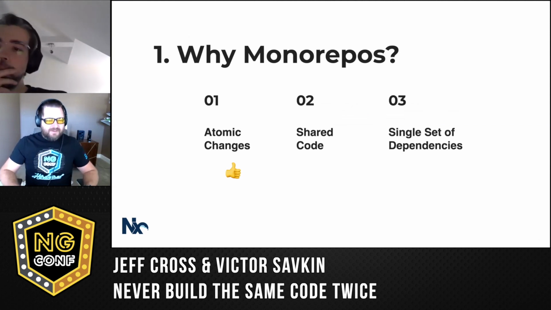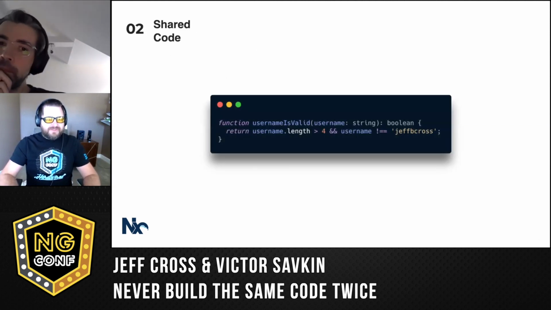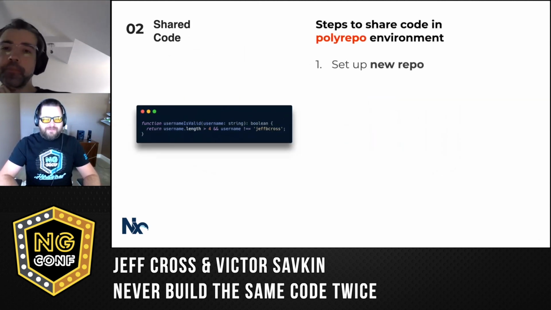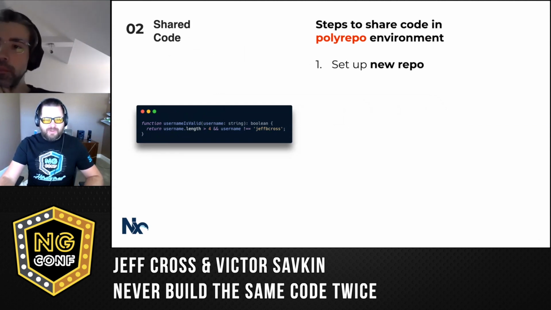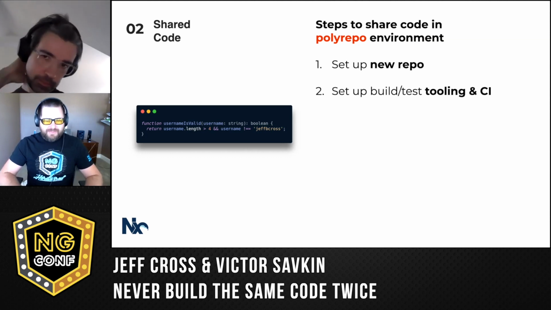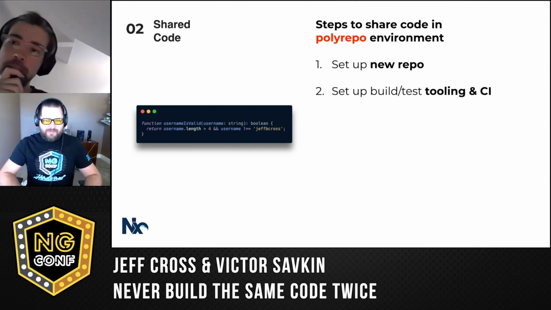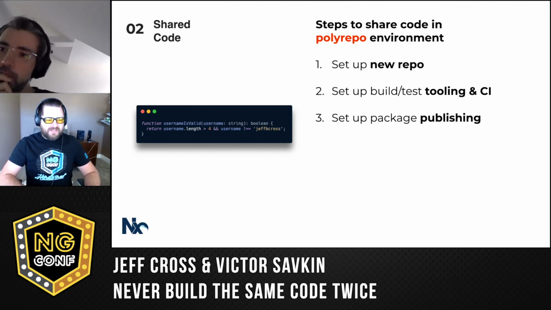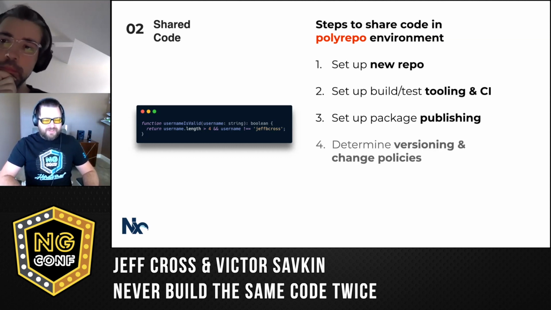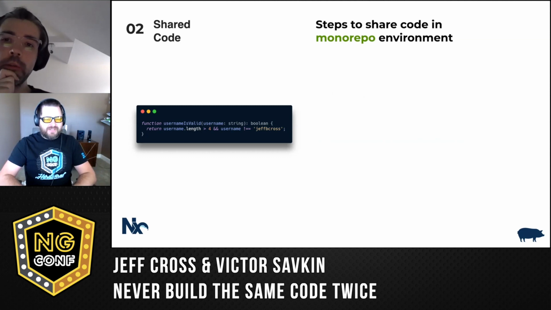So that's just a quick example of why atomic changes are important. But let's look at shared code. Let's say you have this validator that is checking that a username is valid. If you wanted to share this code in a poly repo, like a multi-git repo setup, you would have to set up a new repository, set up the tooling, the build and test and CI for that repository. And then you'd have to set up publishing. And along with publishing comes versioning and what your guarantees are about changes and breaking changes. Those are all things you have to figure out anytime you set up a new repository.